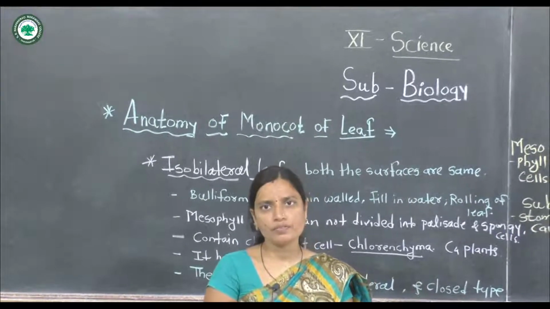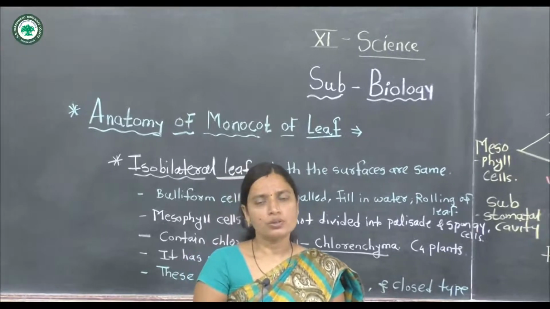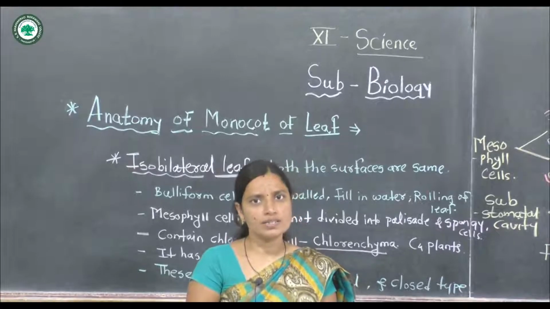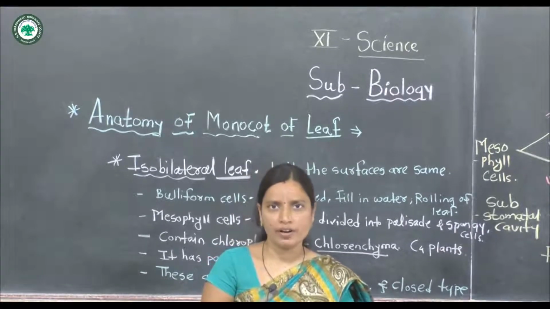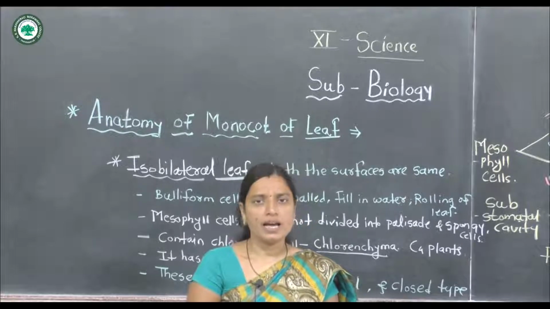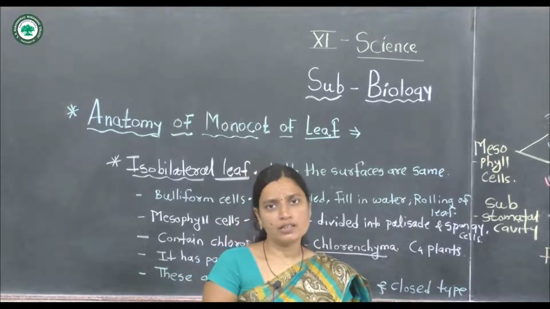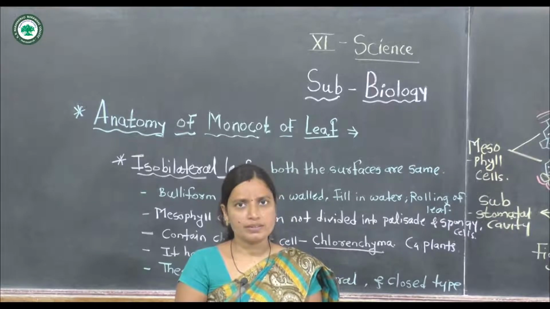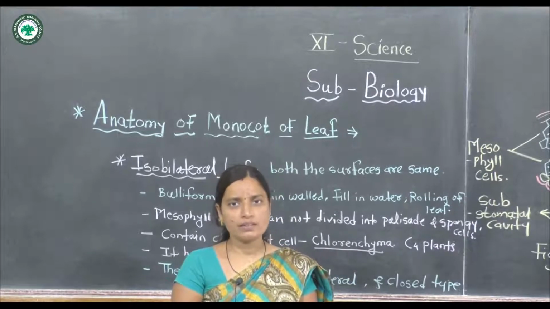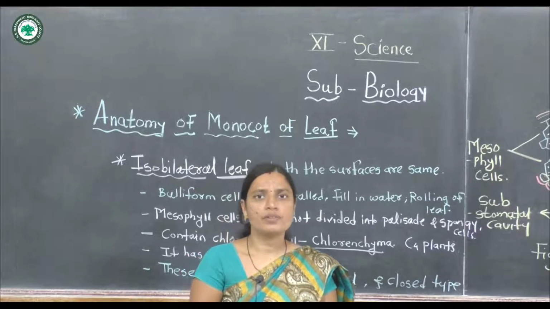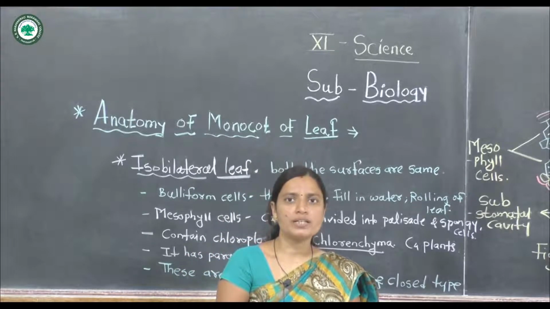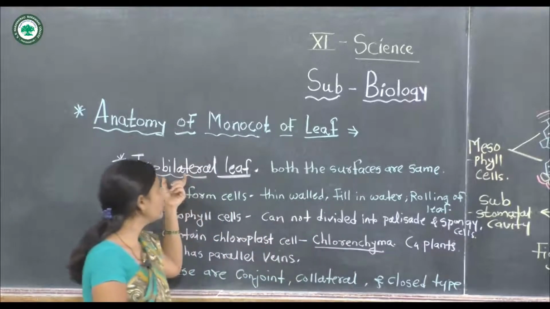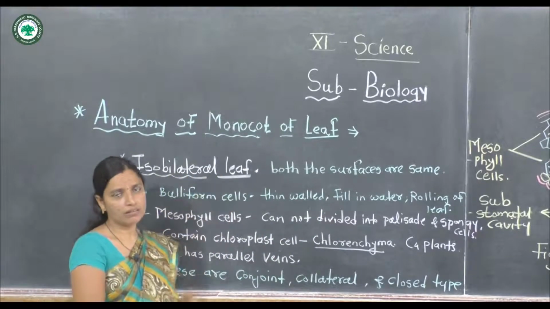In the dicot leaf, both surfaces of the leaf are different or dissimilar. They can be easily identified in dicot leaves, and this leaf is also called the dorsiventral leaf in dicot plants. But in monocot plants, there is a difference. The monocot leaf is an isobilateral leaf.